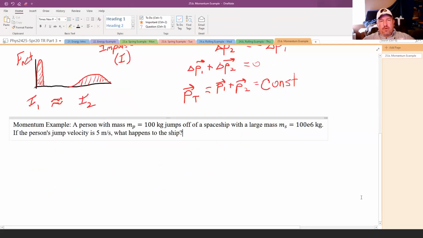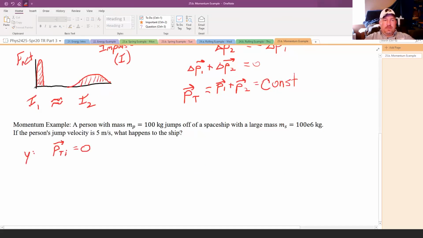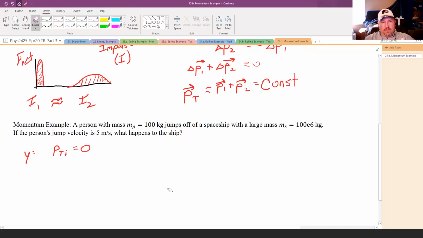So the way we're going to analyze this is to assume conservation of momentum, that this quantity P total is equal to 0. So we can definitely say that P total initial is equal to 0. And let's do all y components, so let's erase the vector sign.